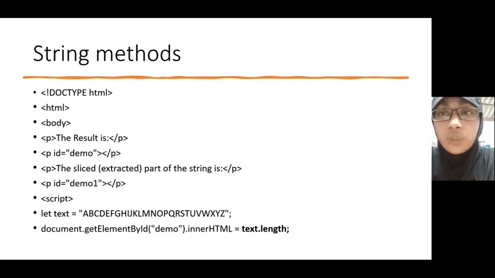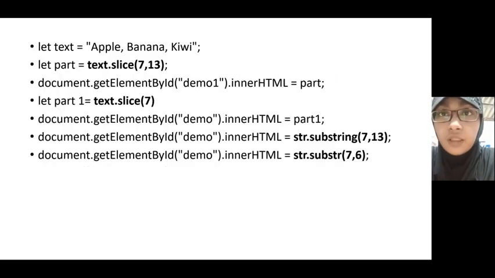Here we will get the output as 26, because in text we have the whole alphabet set, and its length is 26. That is, it contains 26 letters, so its length will be 26. Here we declared another variable, text, equal to apple, banana, kiwi. That is, it is a string. We declared another variable part, and text dot slice of 7, 13.